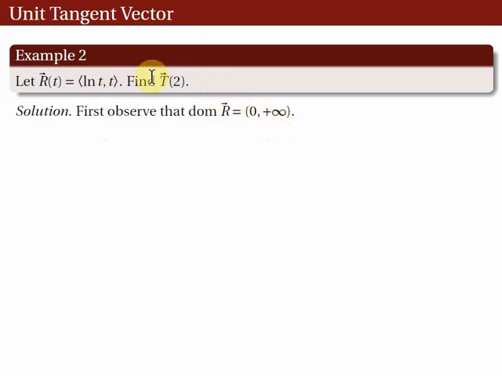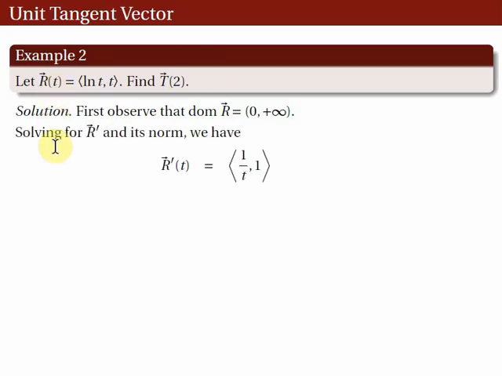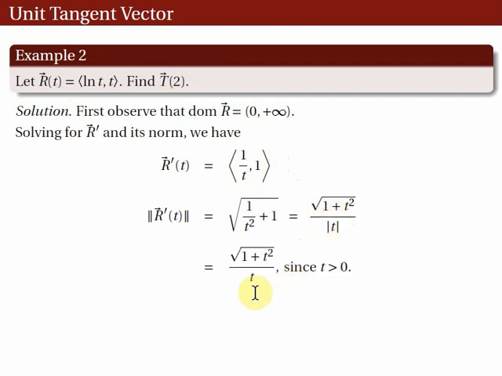To get the unit tangent vector at 2, we need r prime and the norm of r prime. Solving for r prime, it's just 1 over t, 1. So the norm of r prime of t is the square root of the sum of the squares. Rewriting this expression, we get this one. But since t is greater than 0, we can simply write the denominator as t.